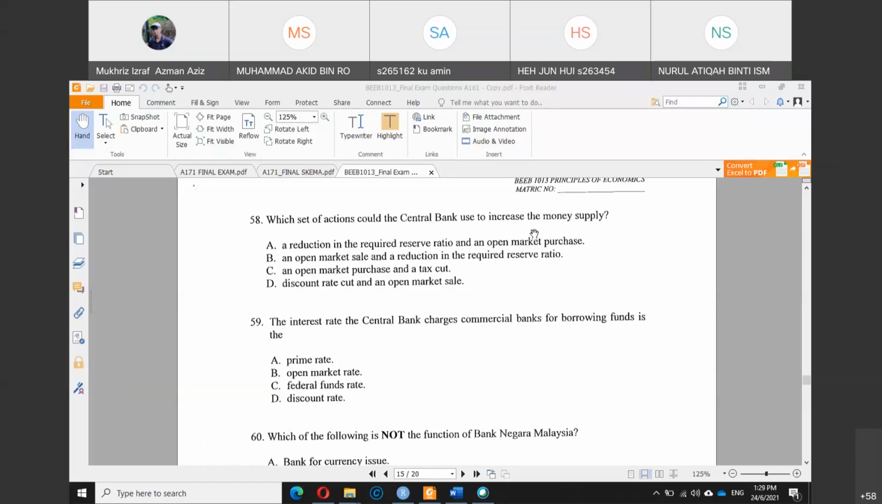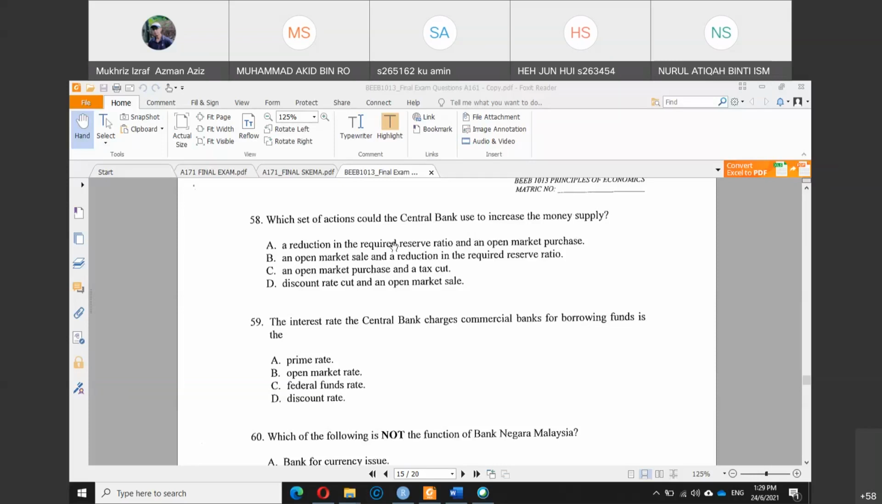This semester we learn about the demand for money. The demand for money can be divided into three: transaction, speculation, and also precautionary motive. That one is up to the society or the consumers to demand. But for money supply, it is controlled directly by the central bank.